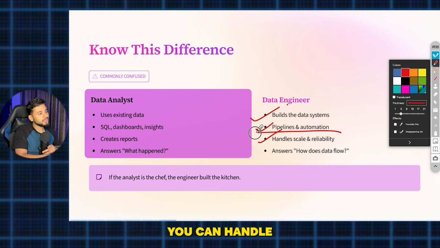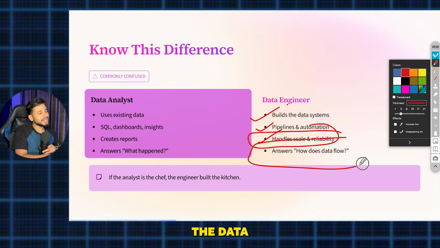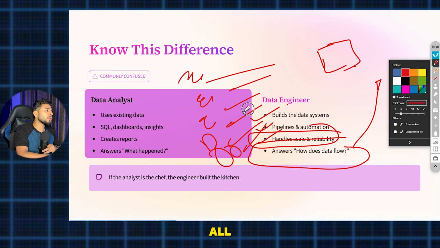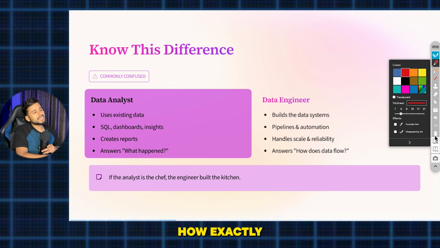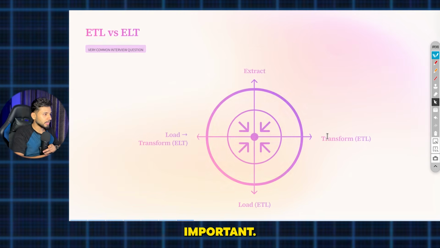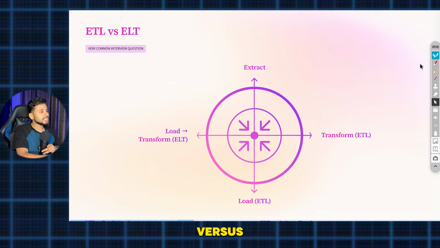So you can handle those kinds of data, and how exactly the data will flow to the end system. There is a system where different types of raw data are there. You want to segregate all those raw data and build a central system. How exactly to build that flow? That is important. That is the work of a data engineer. Okay, very important.